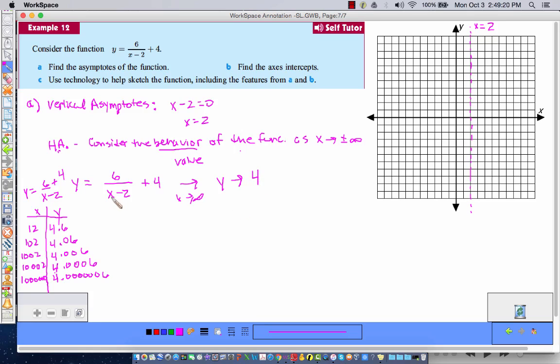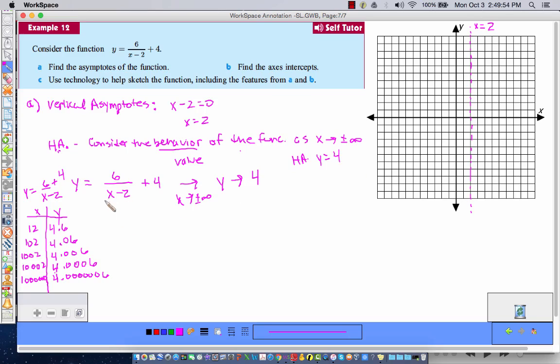And the same exact thing is going to happen as x approaches negative infinity. So I'm going to go ahead and put plus or minus infinity, and I think you can see we're still going to get a very small value, if you think of it that way, negative infinity. We're still going to get 0. Okay, so what we have here is our horizontal asymptote is y equals 4.